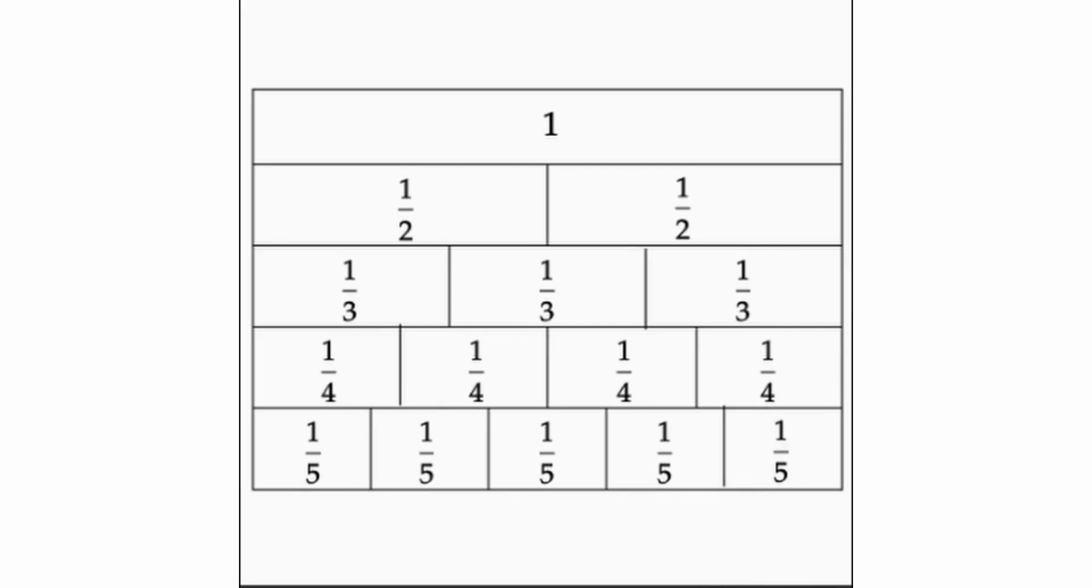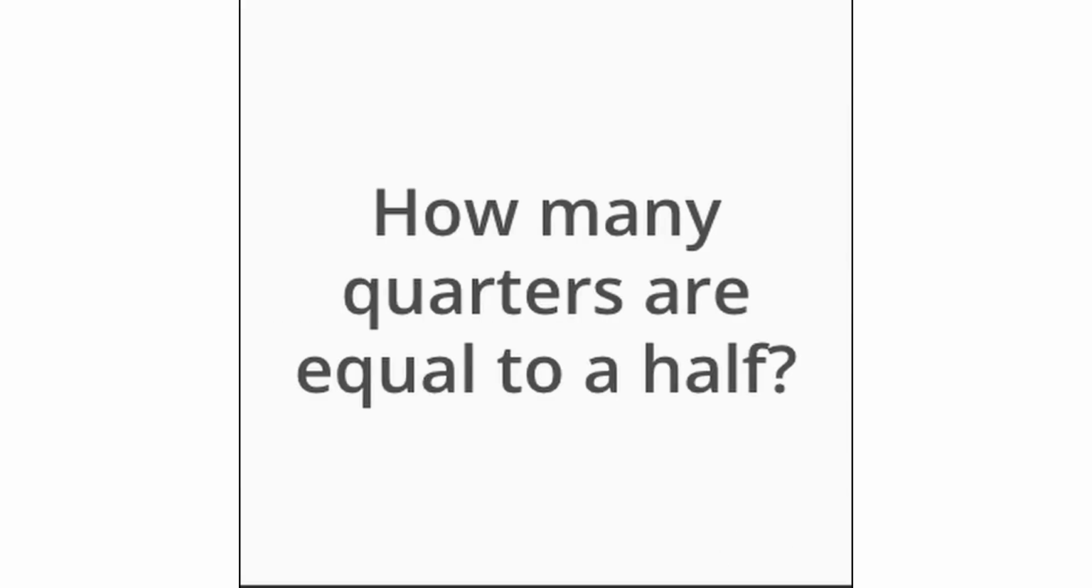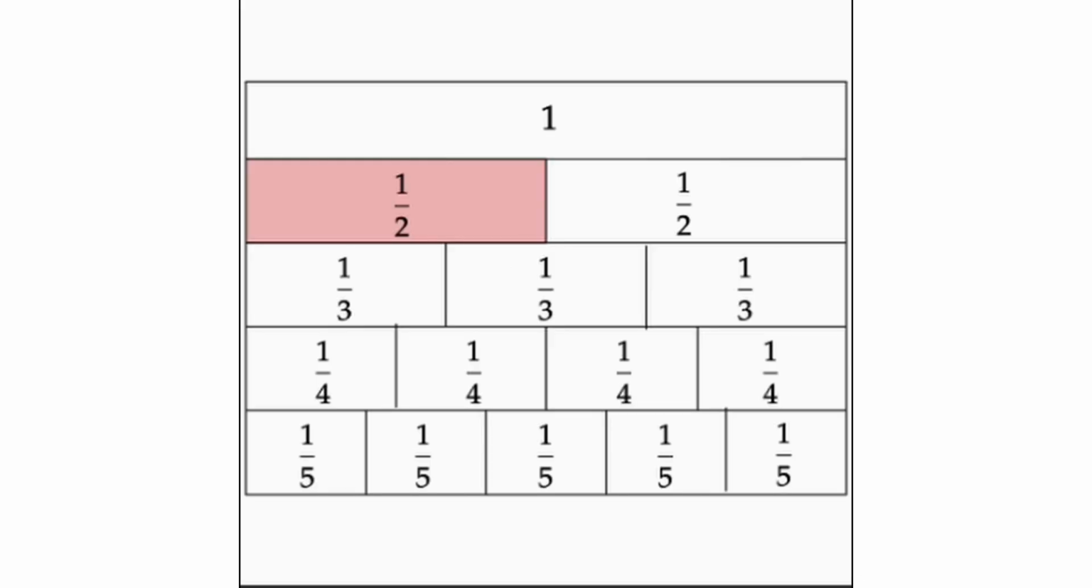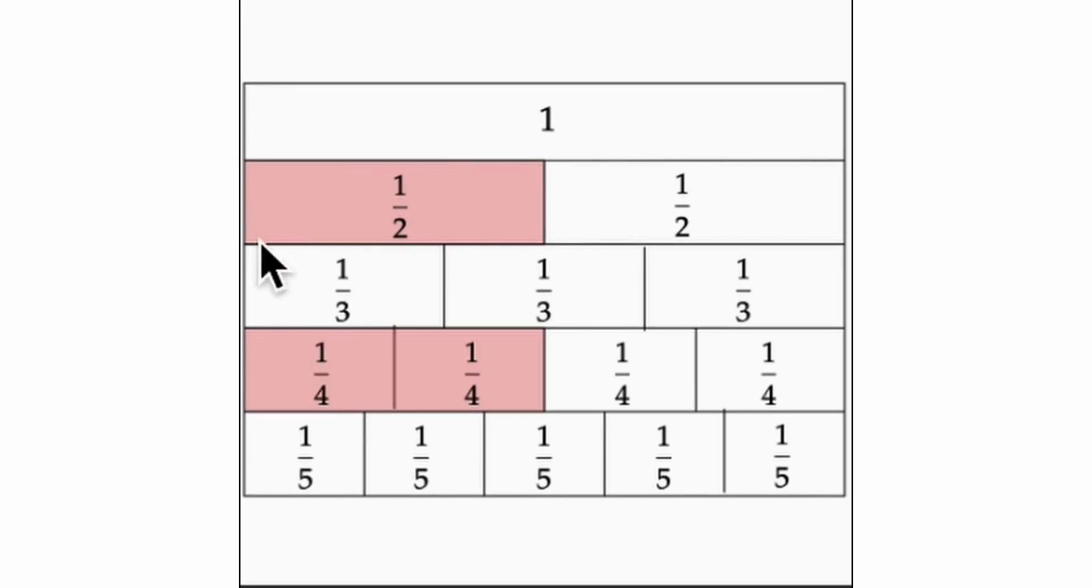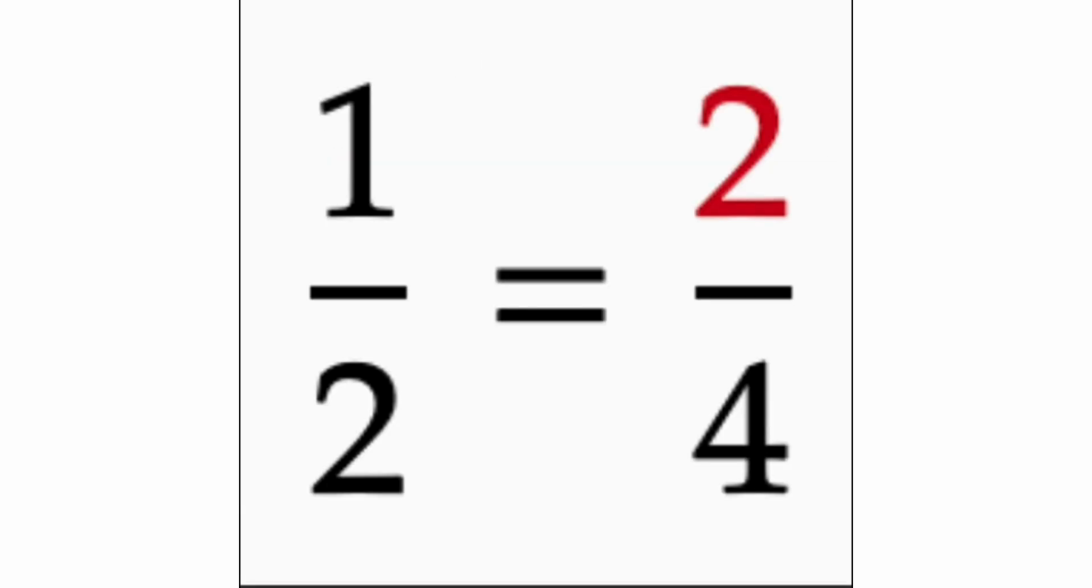So using this, how many quarters are equal to a half? First, we shade in one of the half boxes. Then you look at the quarters row. How many do you need to colour to make it the same amount? 2. You can see here the half has the same amount of colour as 2/4. Therefore, 1/2 is equal to 2/4.